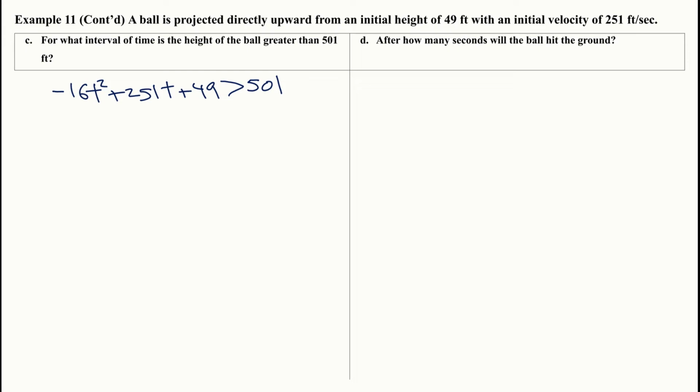So that means negative 16t squared plus 251t. If you didn't have access to a calculator, this would have been a daunting problem, right? But with access to a calculator, it's as easy as one with super nice numbers, right? Because you're not going to be doing the hard work of crunching these numbers. So don't panic. Now we're going to move the 501 to the other side.